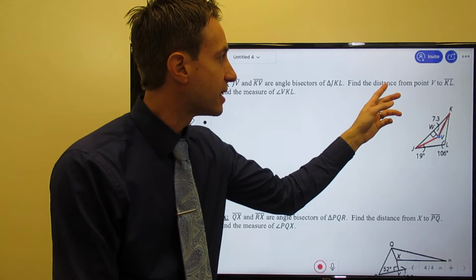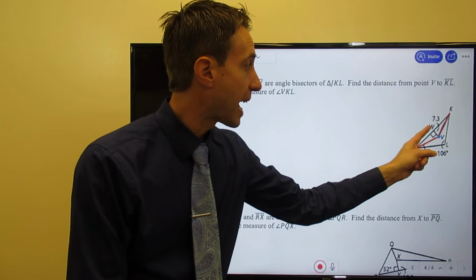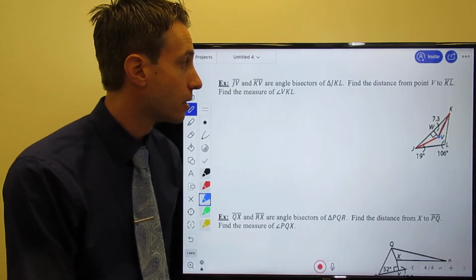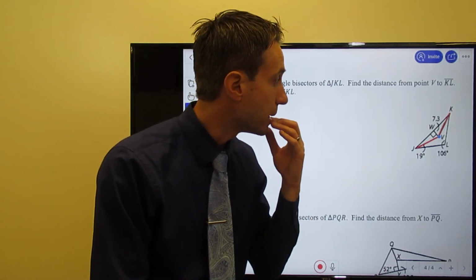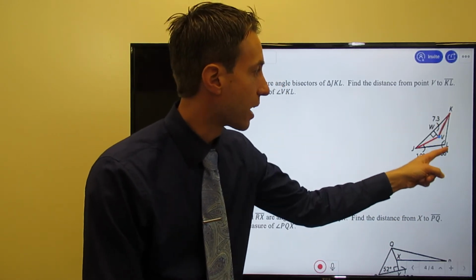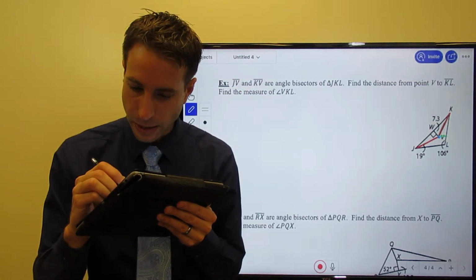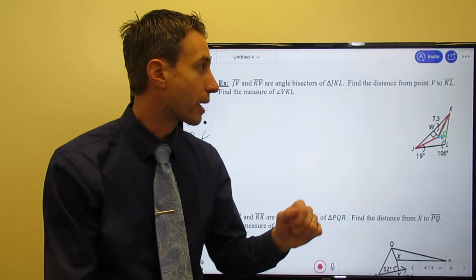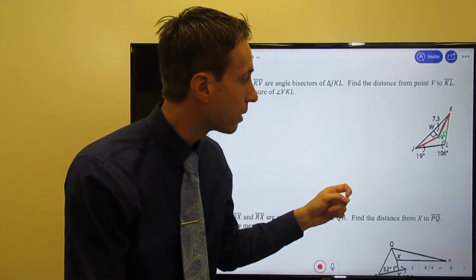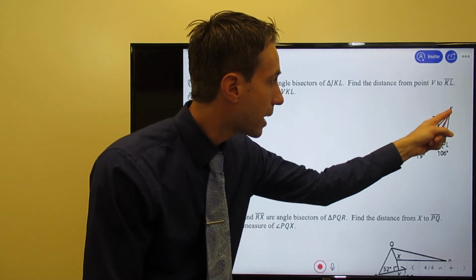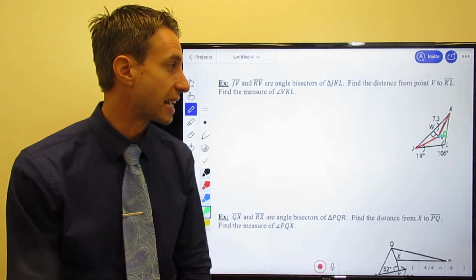Great. Angle bisectors of the triangle. I want you to find the distance from point V to KL. Sorry, KL, that is going to be this line over here. Let me put that guy right there in green. Find that distance. And then I want you to find the measure of angle VKL. Okay, awesome. So here we go. Let's just start working through this together.